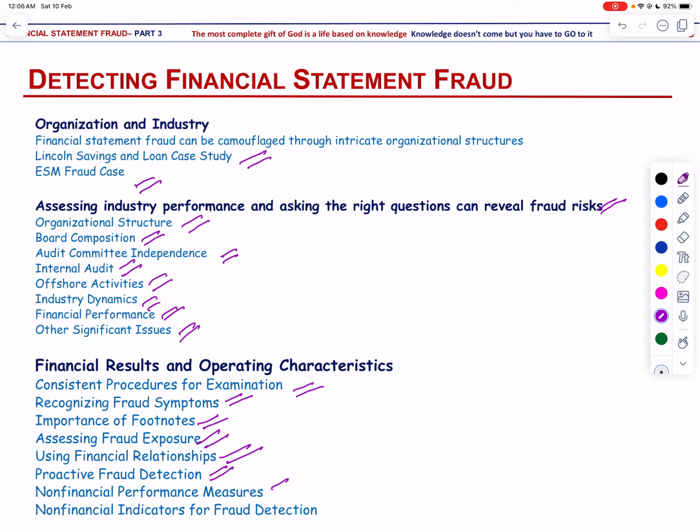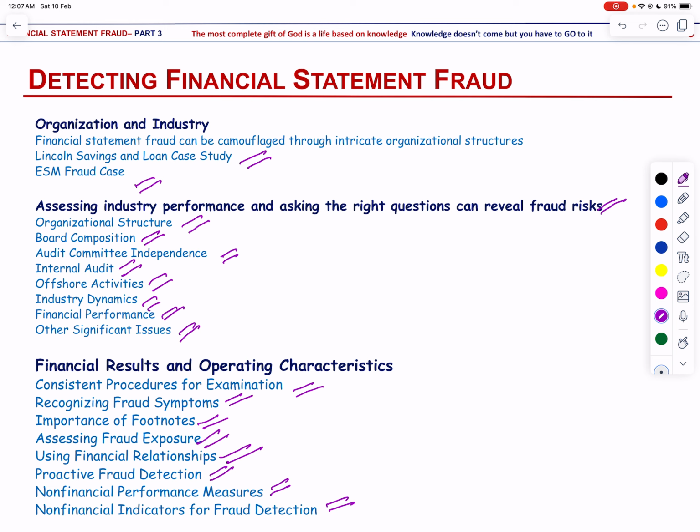Non-financial performance measures complement the financial analysis with non-financial indicators. For example, the balanced scorecard evaluates financial and non-financial metrics like customer satisfaction. It discusses the best practices in management accounting circles. And then finally, non-financial indicators for fraud detection. Academic research supports using non-financial measures for fraud risk assessment, like decreasing employees alongside increasing revenues, which signals potential fraud.